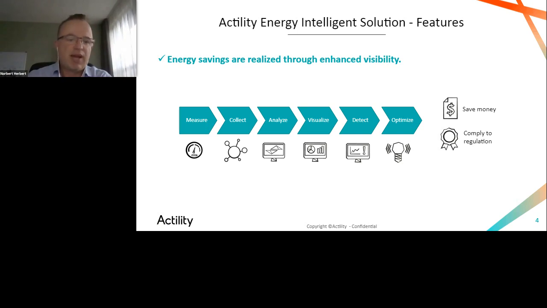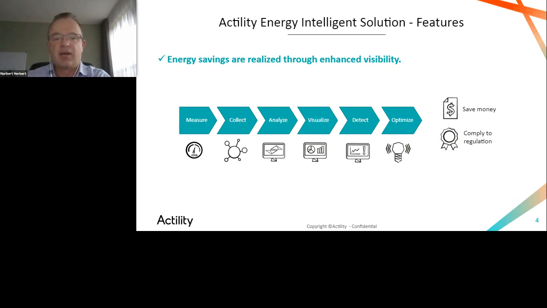Then they need to collect the data from these meters. The collected data needs to be stored in a database. The stored data has to be analyzed and visualized somehow. And if the data is visualized, then you can easily detect abnormal energy consumptions.